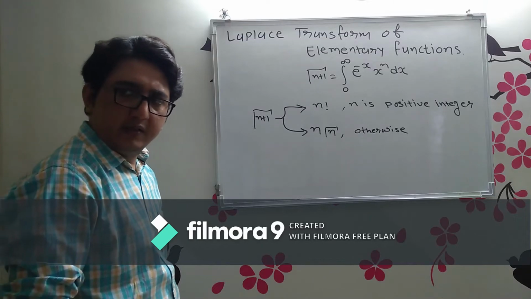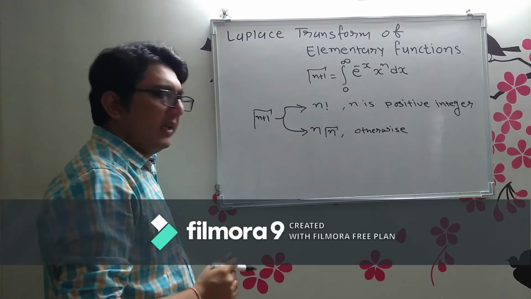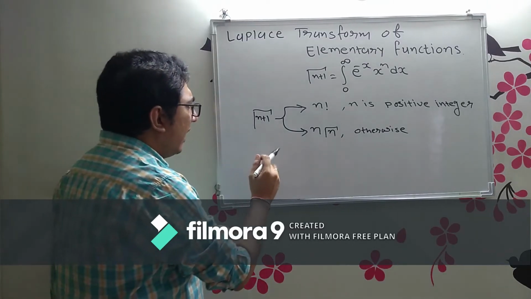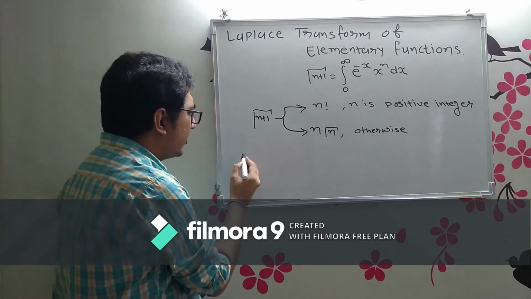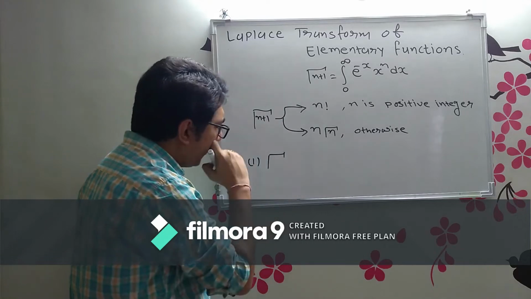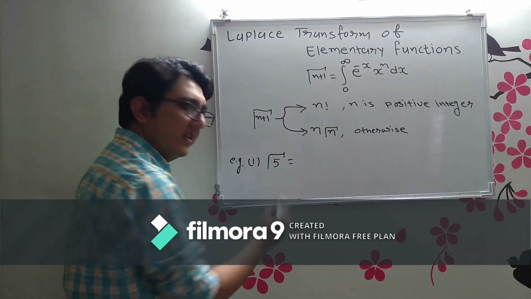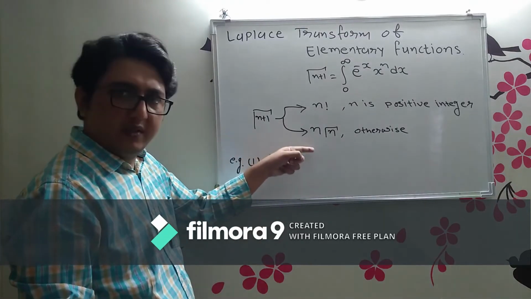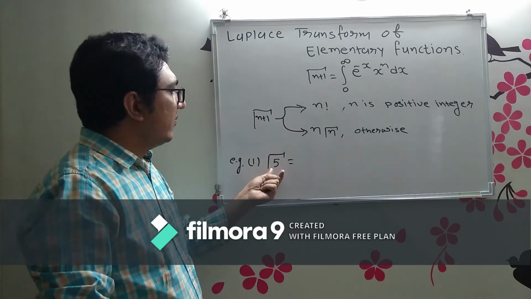Okay, right? So now I'm giving you two examples of this gamma function. Suppose I want to find the gamma of 5. So what is the answer? Which formula is applicable? First one or second one? First one. Why? Because here 5 is an integer.